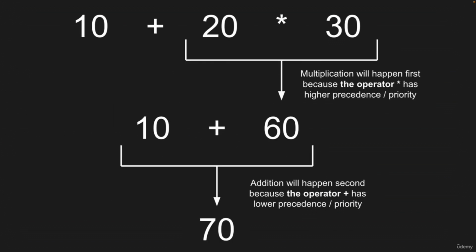Here's an example: 10 plus 20 times 30. Multiplication will happen first because the star sign, which is used for multiplication, has higher precedence or priority. So 20 times 30 is evaluated first. Then addition happens second because the plus operator has lower precedence or priority. So then it would be 10 plus 600, and then the answer is 610.